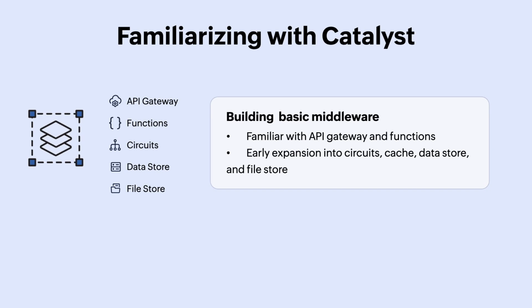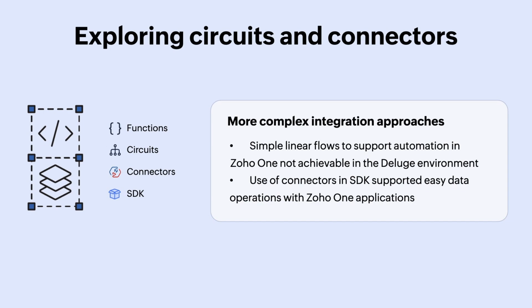He then moved on to exploring circuits in a deeper fashion, used the connector option that we have with different Zoho applications. So again, in case you don't know, you need not do the token handling manually if you're connecting to a Zoho application within Catalyst. We have a service called Connectors for that. And that's exactly what Chris did with CRM.